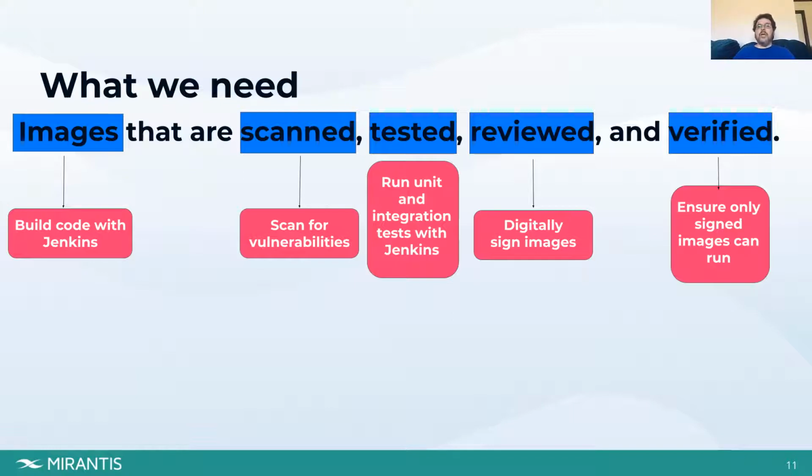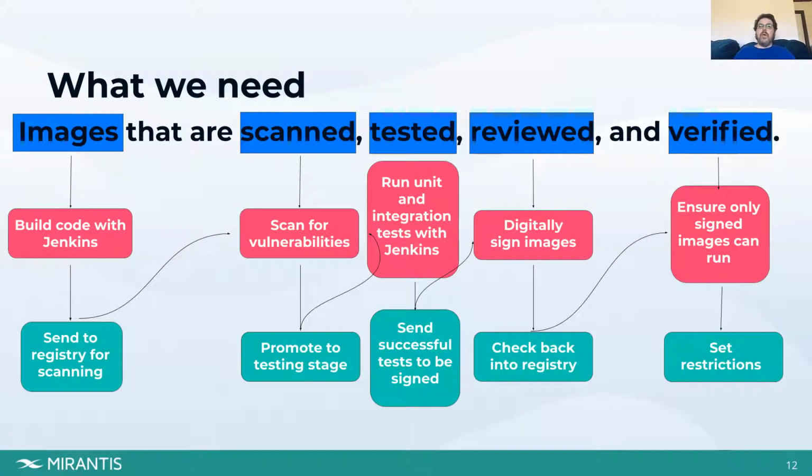And then once we know that we don't have a bunch of vulnerabilities in there, we can go on to the testing phase. So in the testing phase is where we're going to go ahead and run tests with Jenkins just like we normally would. We'll run unit tests, we'll run integration tests, we'll do all of the things that we've always done. And then once those tests are done, we can sign those images to verify that they've actually been tested and scanned, and then we can make sure that before we run them, we verify that they have been signed. Okay, so let's look at how we make that happen.